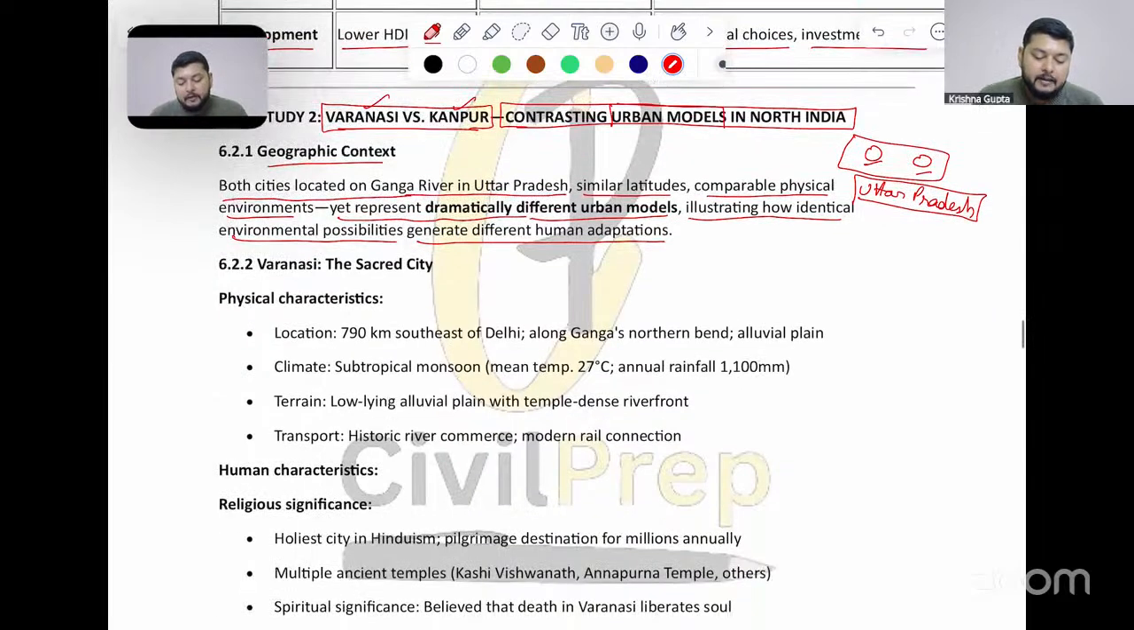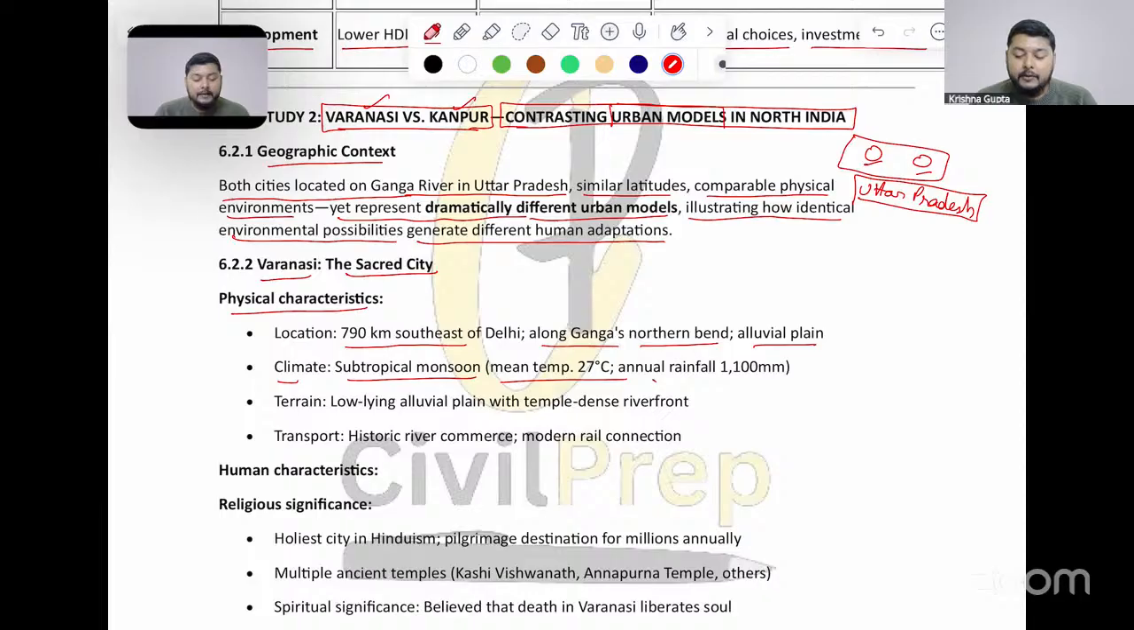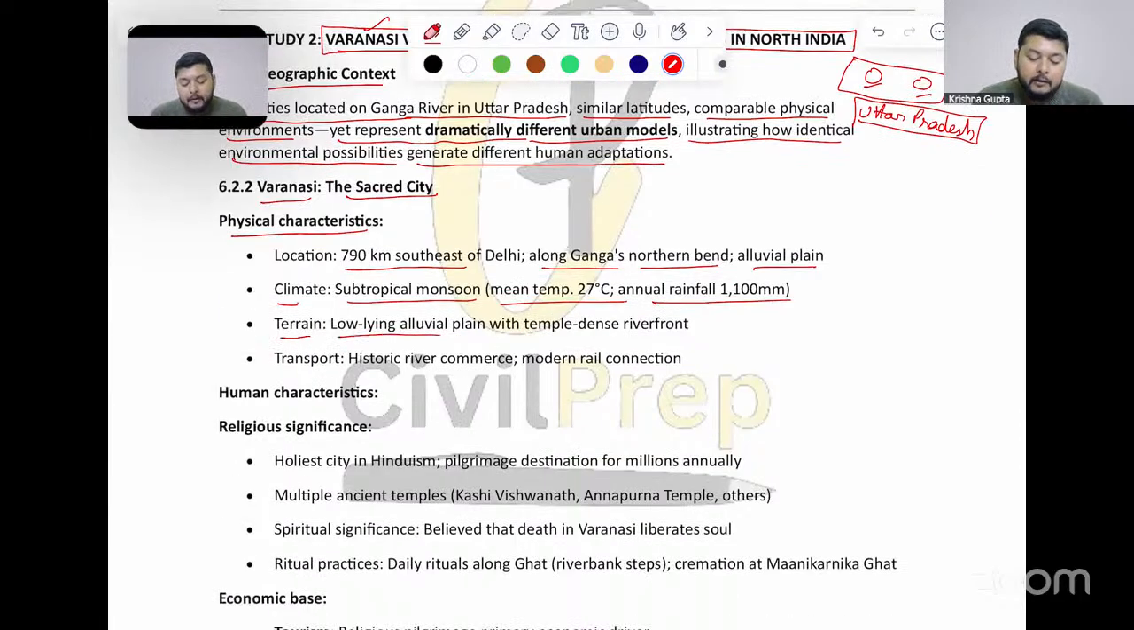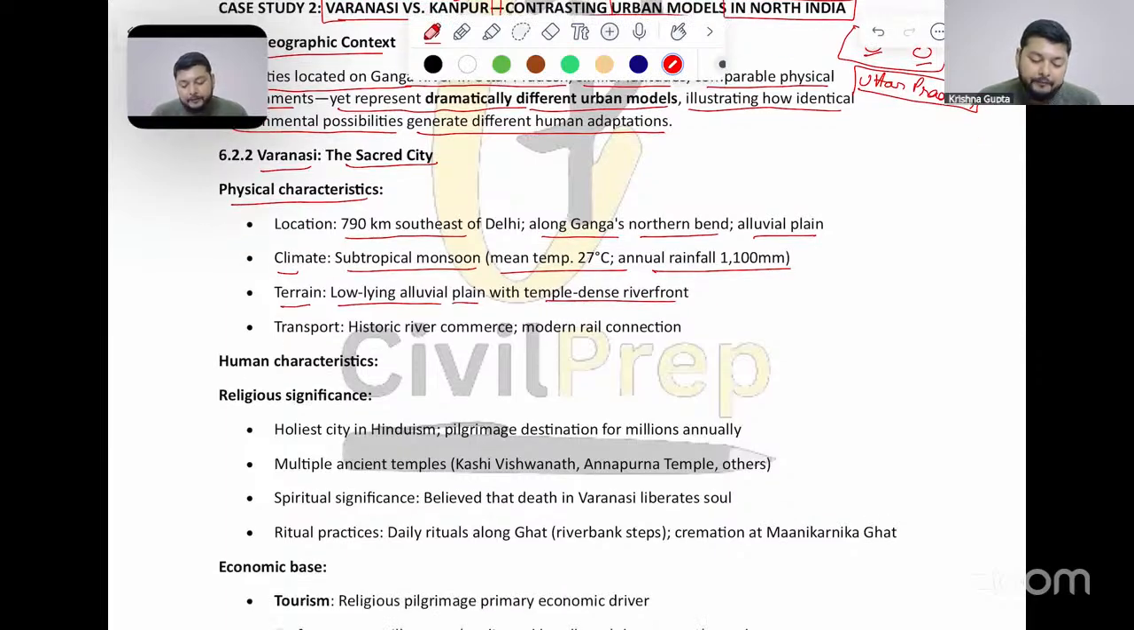Okay. Varanasi is considered the sacred city of India. Physical characteristics: located 790 kilometers southeast of Delhi along the Ganga's northern bank. Alluvial plain is present here. Climate is subtropical monsoon. Mean temperature is 27 degrees Celsius. Annual rainfall is 110 centimeters. Terrain, when we talk about, low-lying alluvial plain with a temple-dense riverfront is present here. Transport: historic river commerce, and modern rail connection is also present here.